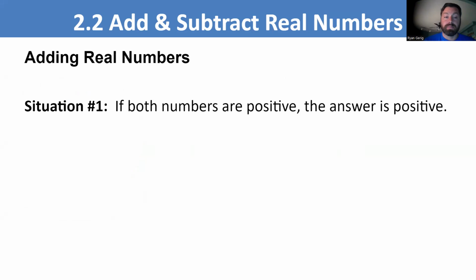We're going to start with adding. With situation number 1, if both numbers are positive, the answer is positive. This is very basic when you're just looking at whole numbers, just your basic addition that you did back in first grade. However, we're going to also be dealing with fractions, so this is a good time to talk about how to add fractions.